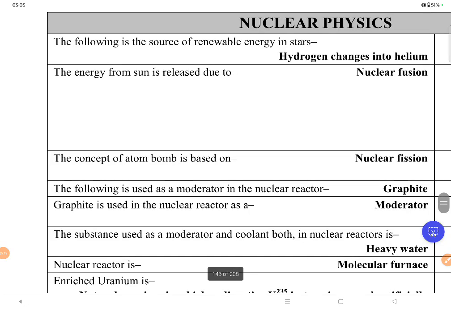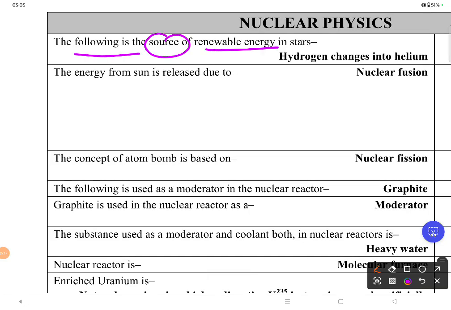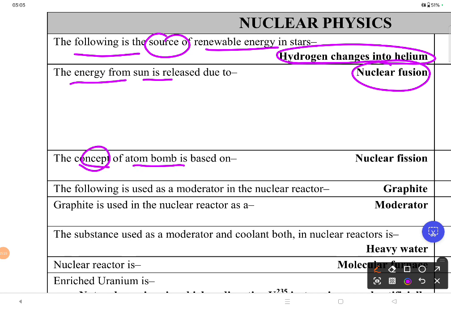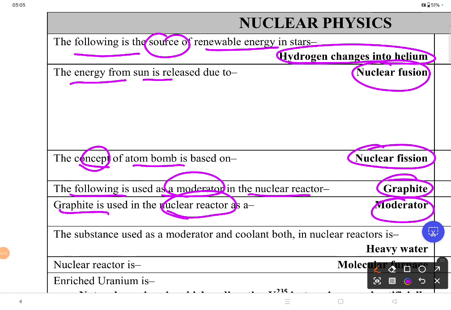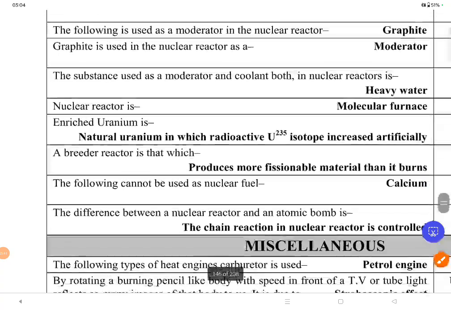Move on to the next chapter, that is nuclear physics. The following is the source of energy in stars: hydrogen changes into helium. The energy from the sun is released due to nuclear fusion. The concept of the atom bomb is based on nuclear fission. The following is used as a moderator in a nuclear reactor: graphite. The substance used as moderator and coolant both in a nuclear reactor is heavy water.